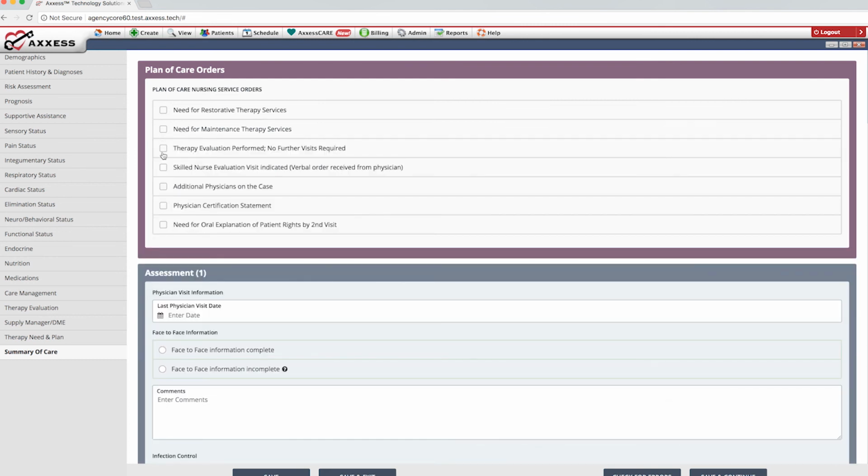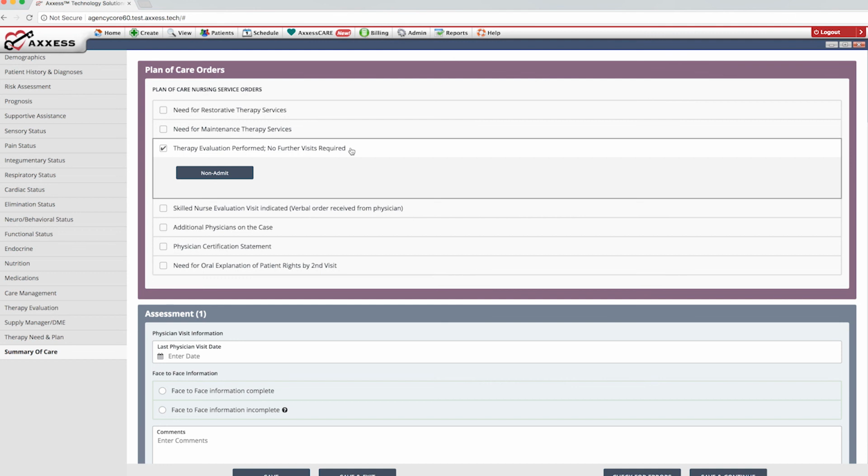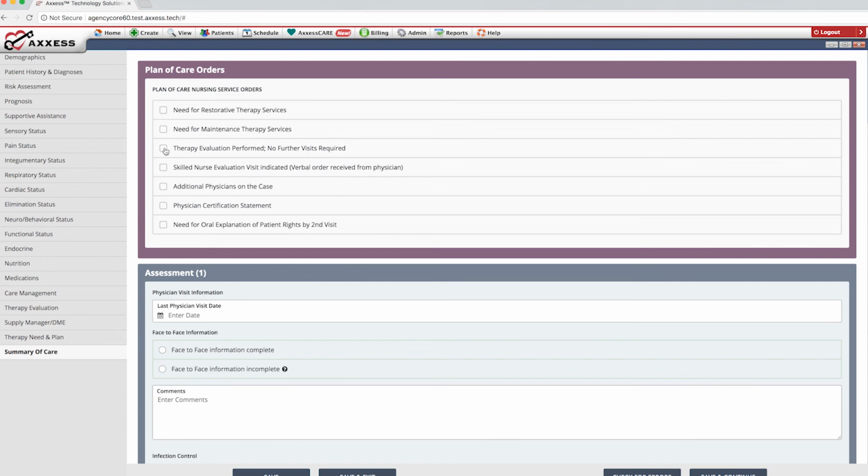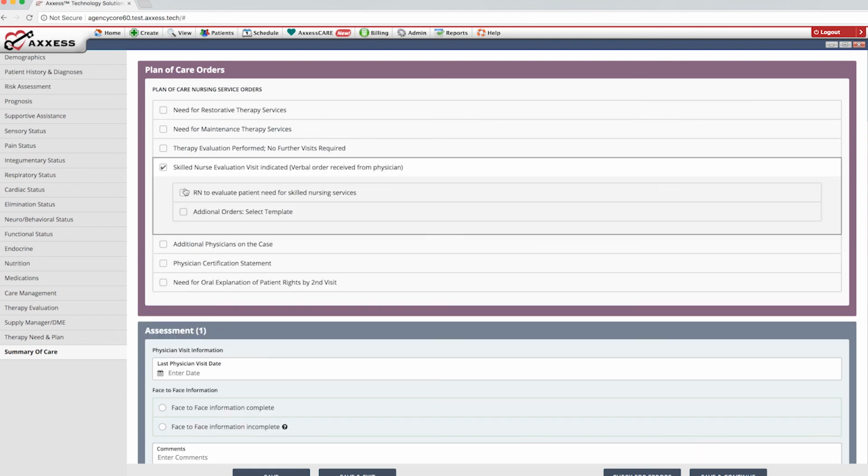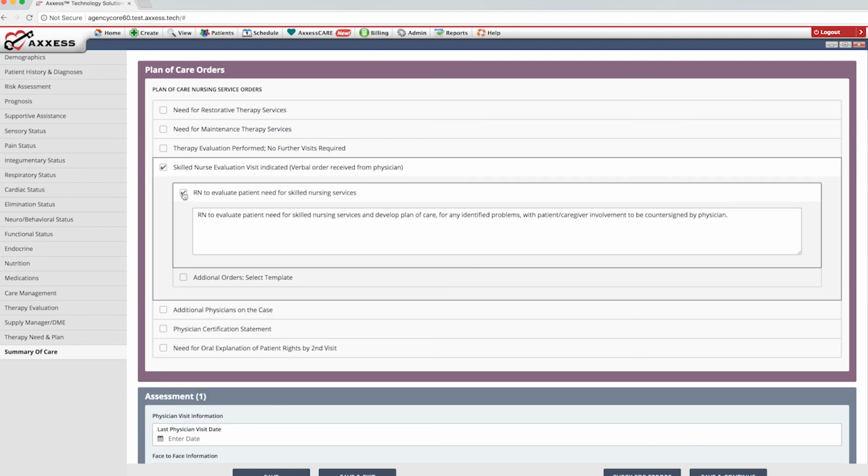And then again, if therapy evaluation was performed, no visits required, you're going to hit none admission. If you actually did a physical therapy assessment or speech therapy assessment, but there were no needs, but the nurse needed to come out because you got there and you saw the patient was having a mess with their medicines, then you can write an order for the RN to evaluate the need for nursing services. And then the rest is the same as I just showed with the nursing, the additional physicians, the physician certification statement, and the need for oral explanation of patient rights by the second visit.